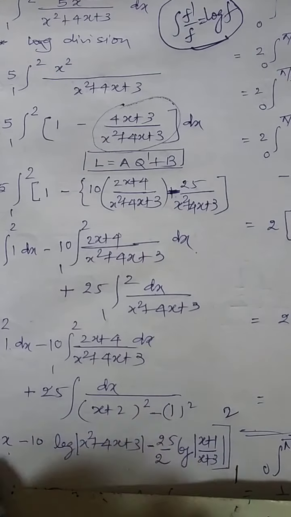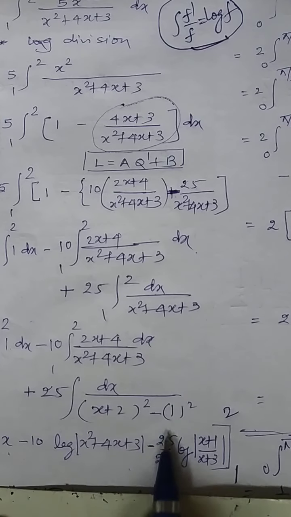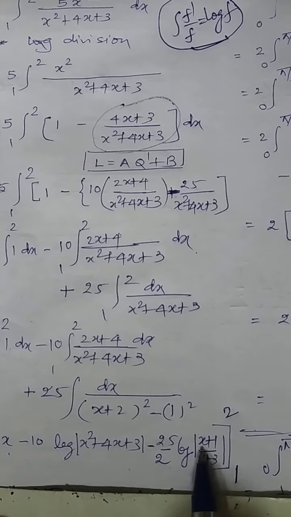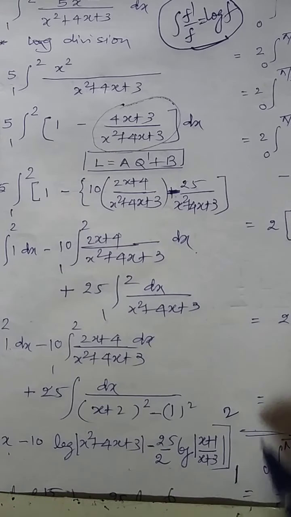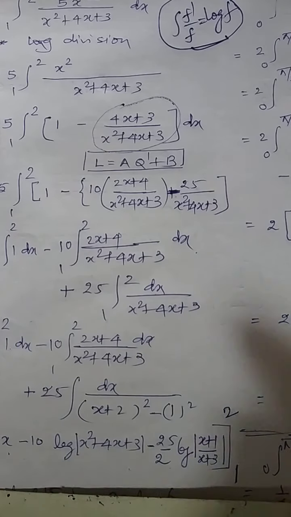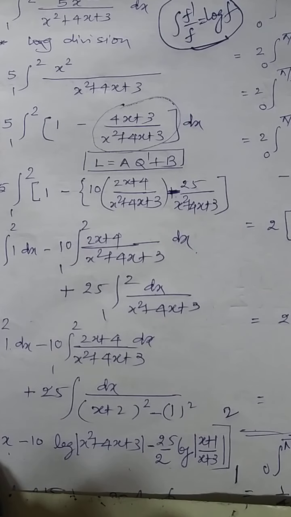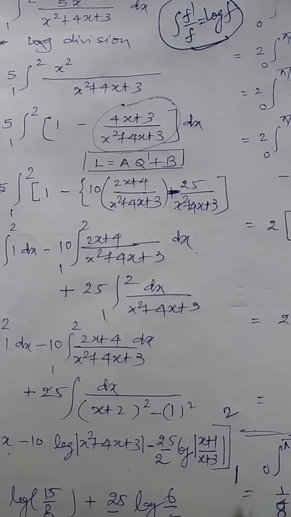Look here, this is x over here. It will be log of this. This is nothing but 1 by 2a log of x plus 2 minus a, x plus 2 plus a. Lower limit is 1 and upper limit is 2. So in the first bracket you replace 2, in the second bracket you replace 1. Simplify, you will get the required answer.